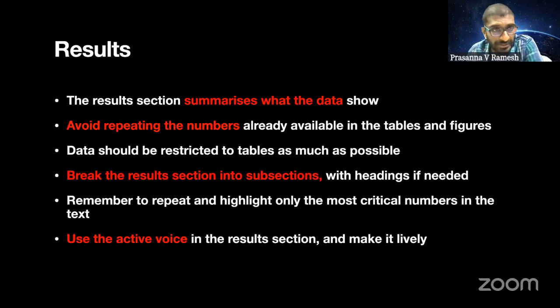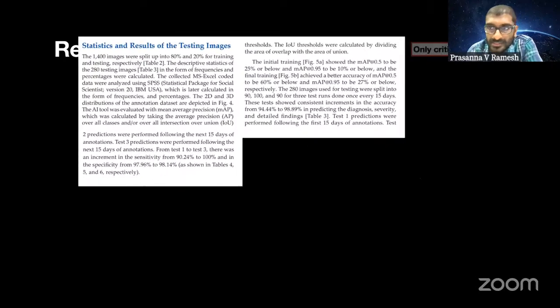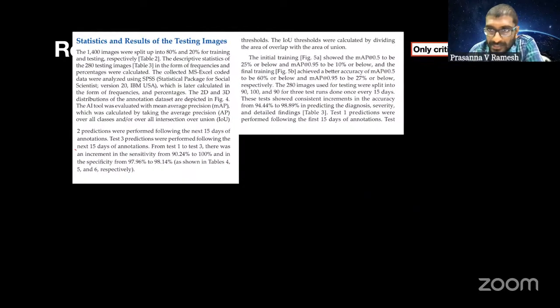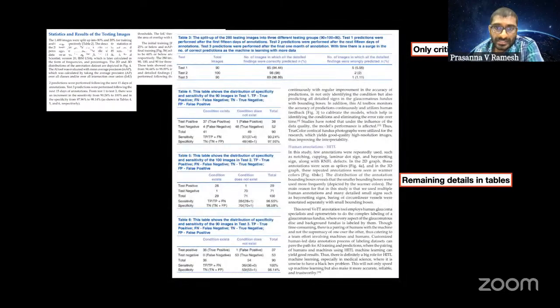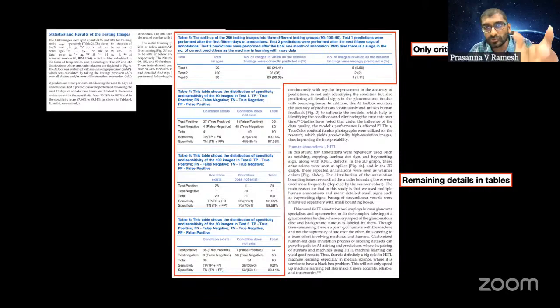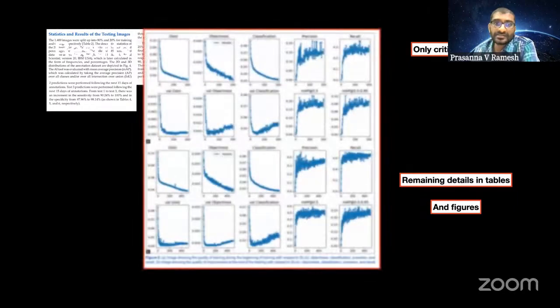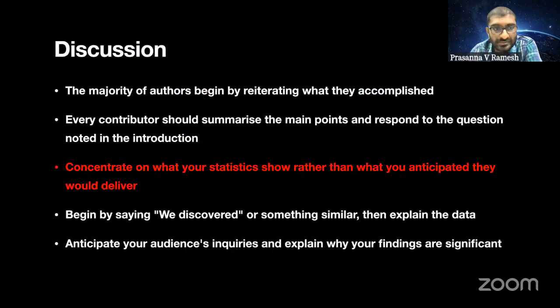Moving on to the third component, the results, which summarizes the data: avoid repeating the numbers, break the results into subsections if needed, and use active voice when presenting the results. Again, another illustrative factor showing in my paper: only critical numbers should be highlighted in the results, as seen here. Make sure it has the critical numbers. Remaining details can be shown in the tables itself, and not loaded into the results paragraph.